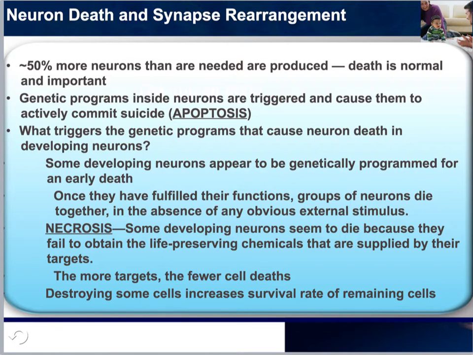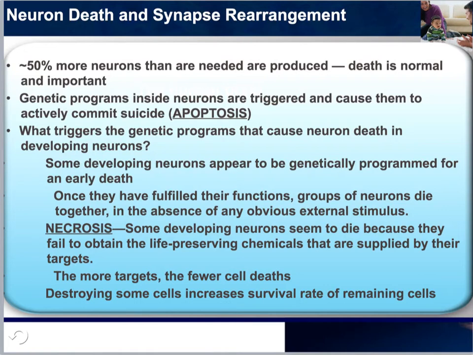If genetic programs for apoptotic cell death are blocked, the consequence can be cancer. If the programs are inappropriately activated, the consequence could be neurodegenerative disease. If this doesn't support the notion that neuron death is important, we don't know what will. Please again keep in mind that neuron death is essential for a healthy brain.